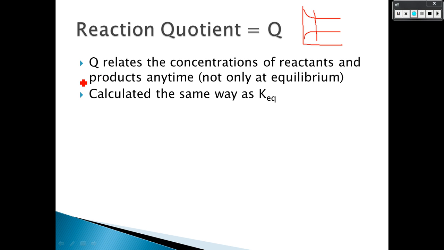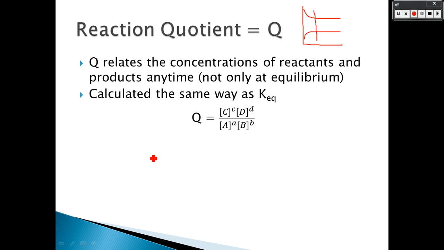And it's calculated the exact same way as Keq, because what we're going to use it for is looking at how it's going to shift the equilibrium or the reaction. So exact same way to calculate Q as Keq.